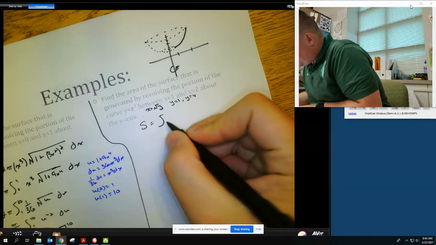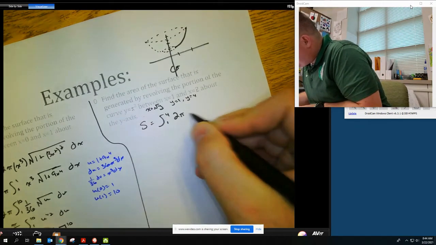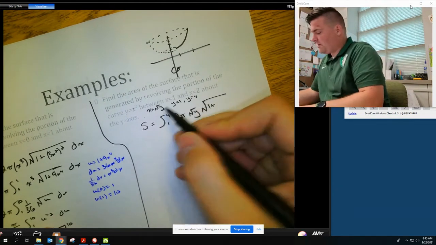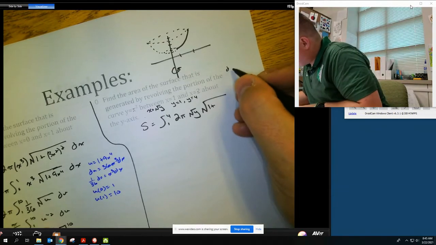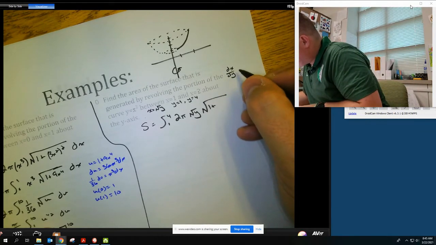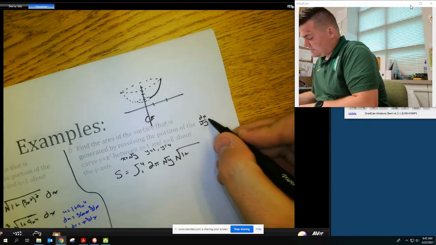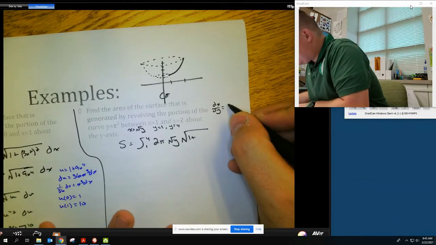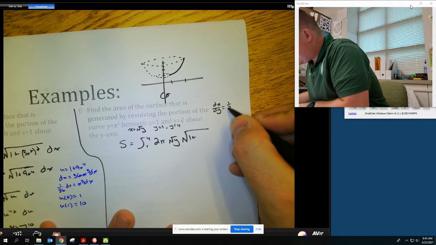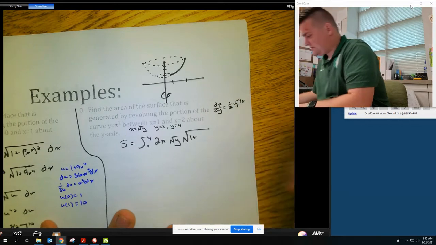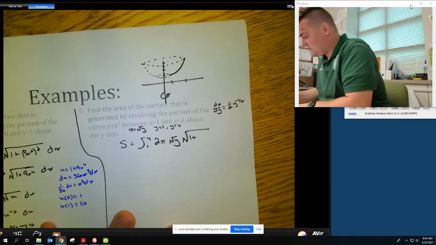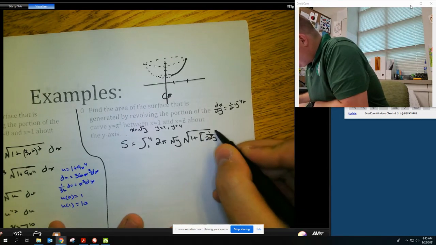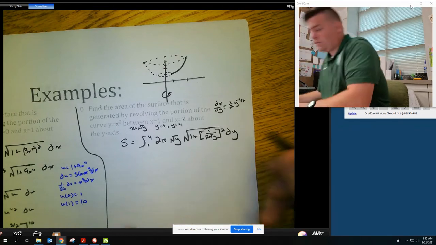Okay, so we're going to go from 1 to 4 of 2 pi root y, square root of 1 plus the derivative of root y, by the way. So dx over dy, a little different, not dy over dx, is going to be 1/2 y to the negative 1/2, right? Because that's y to the 1/2. So it's going to give me 1 over 2 root y squared dy.